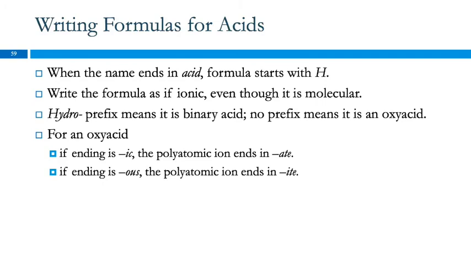So we kind of already did this, but here's written out instructions. When the name ends in acid, the formula is going to start with an H. You write the formula as if it was ionic, even though it is molecular, because it forms ions. The hydro prefix tells us it's a binary acid. If there's no prefix, it's an oxyacid. For the oxyacids, if the ending in the acid name is ic, then the polyatomic ion ends in ate. If the ending is us, the polyatomic ion ends in ite.